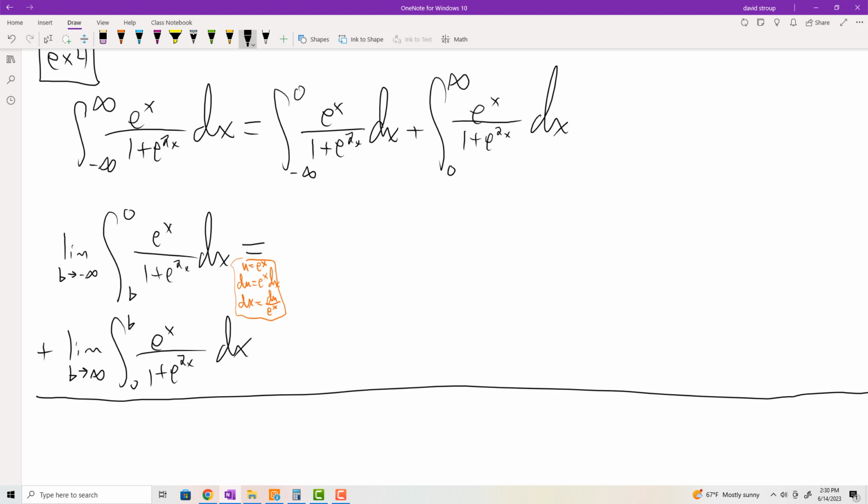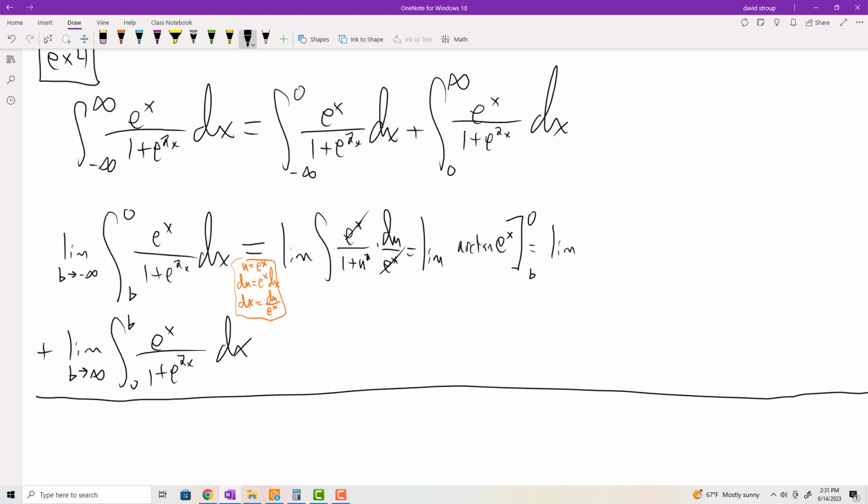So this turns into the limit as b goes to infinity of the integral of e to the x all over 1 plus u squared times du over e to the x. And of course, then the e to the x's cancel, and you have an arctan. So arctan of u, back subbing, it'll be e to the x. And then we want to evaluate that from b to 0.